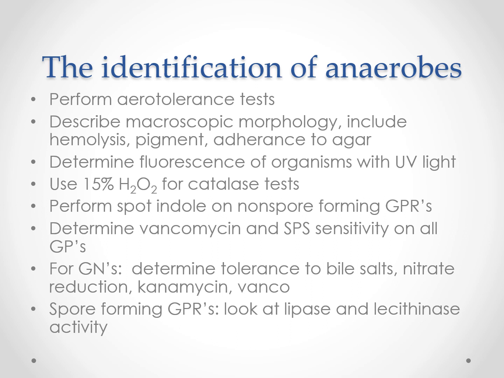You can also determine vancomycin and SPS sensitivity on all gram-positives, especially if you have gram-positive cocci. If you have a Peptostreptococcus, it's going to be resistant to SPS. If you have a Peptococcus niger, it's going to be sensitive to SPS. For gram-negatives, always determine the tolerance to bile salts, nitrate reduction, kanamycin, and vancomycin sensitivities. If you have a spore-forming gram-positive rod, look at your lipase and lecithinase activity. Lipase and lecithinase activity on a media known as egg yolk agar will help us speciate the Clostridiums.